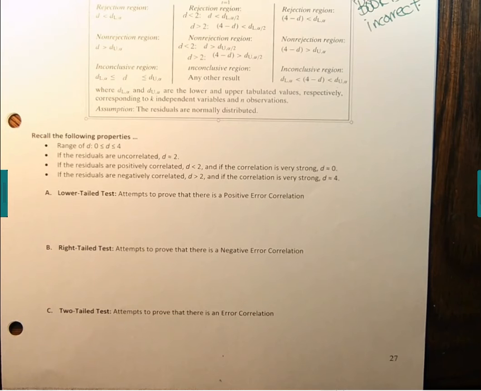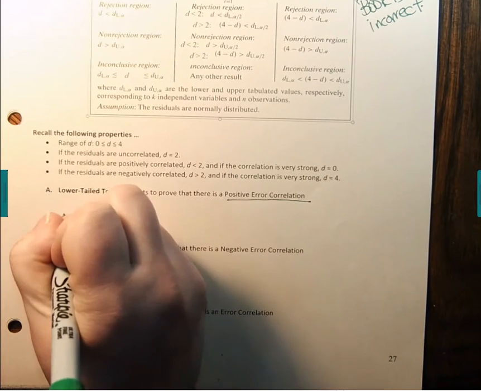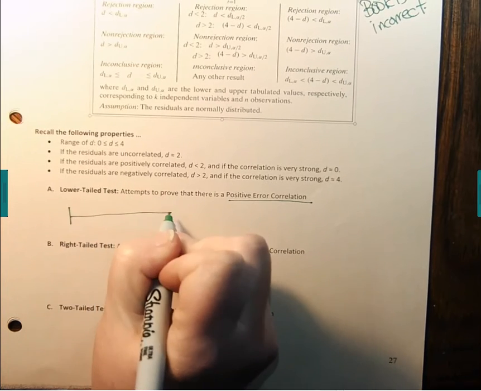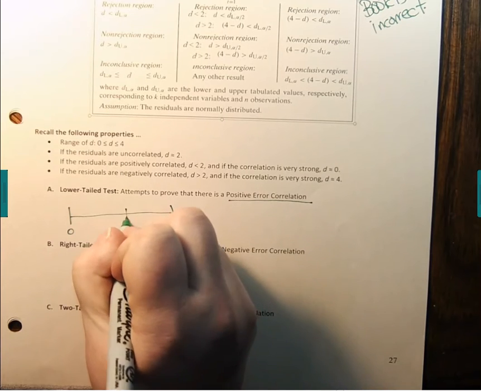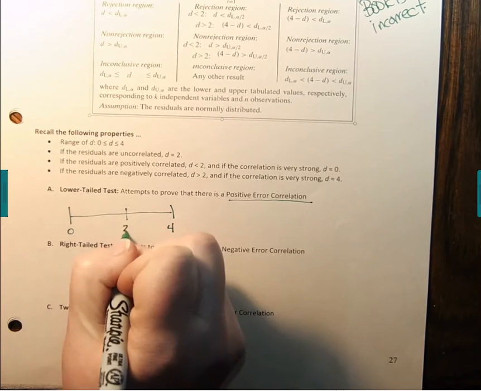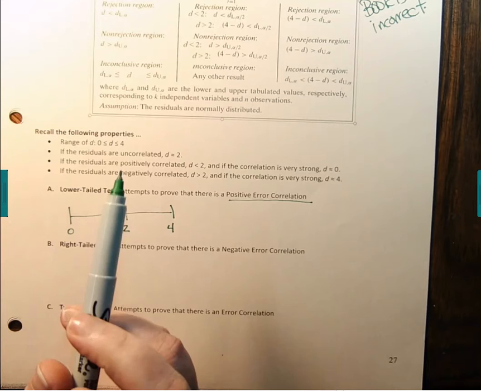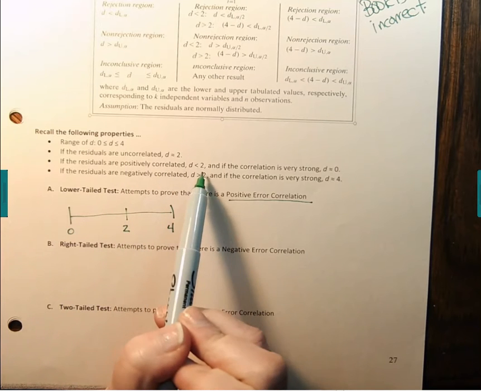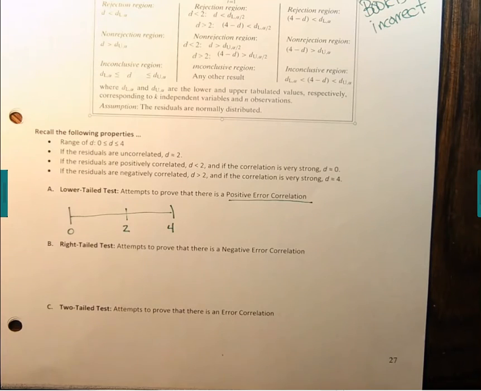All right. So let's kind of look at how we would go about this. So let's look at an example of a lower tail test. So a lower tail test attempts to prove that there is positive error correlation. So let's kind of look at a number line. We know that the test statistic is restricted between 0 and 4. And if it's approximately 2, that means there is no correlation. Now, the residuals are positively correlated if D is less than 2. So that's why when we do the lower tailed test, what we're interested in is this region right here.